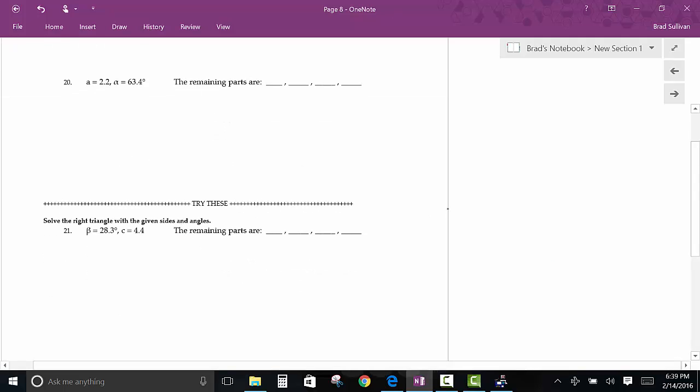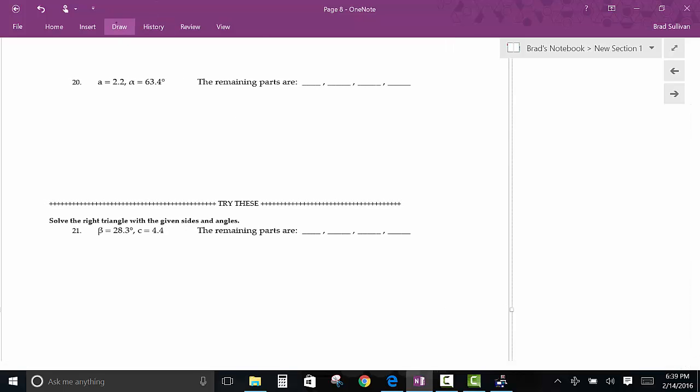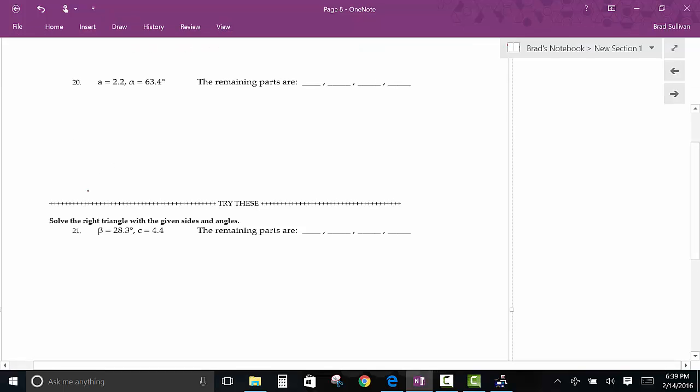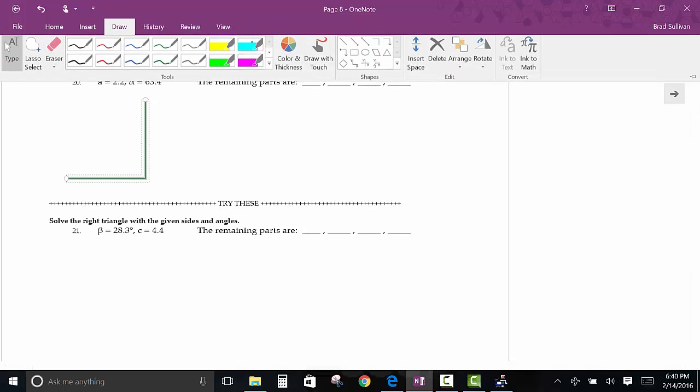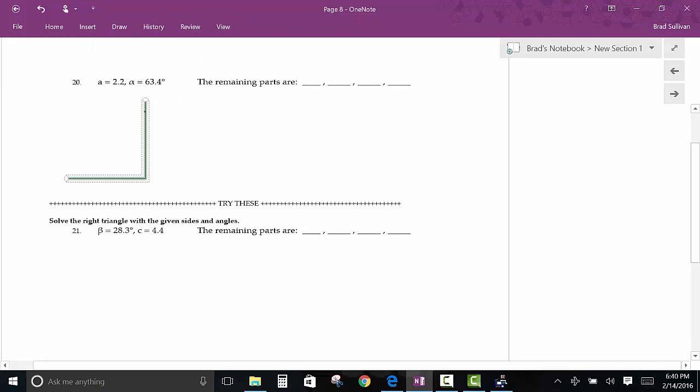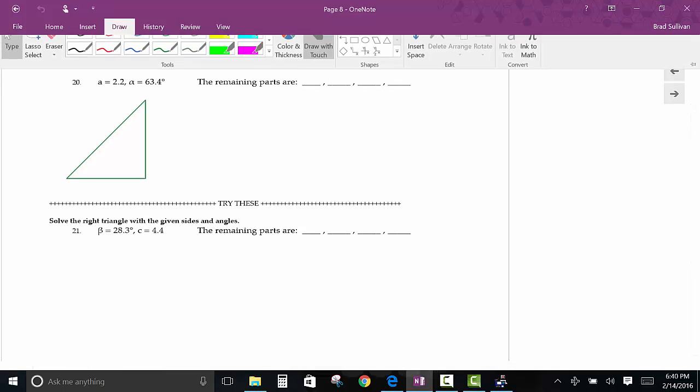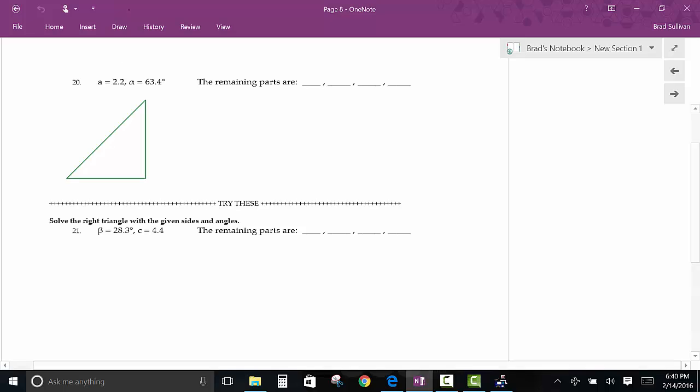All right, so as I do this next one, again, it's real important that you draw a triangle. So I'm going to start on this just by drawing the right triangle. Again, it doesn't have to be drawn to scale. It doesn't really make a bit of difference. You do this just to be able to represent your values correctly. Okay. Now, the next thing I'm going to do is label all the parts that I have.